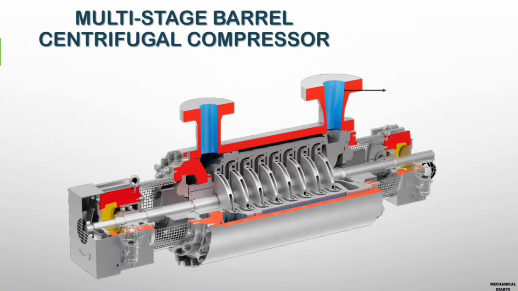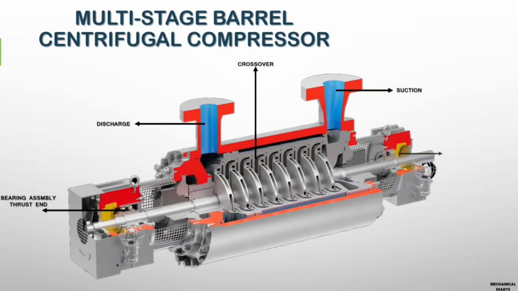Next, we'll see the internal parts of the most common compressor of the dynamic type. It's a multi-stage barrel type compressor. This kind of compressor is mostly used in hydrogen and other light gas process lines. A barrel type compressor is high-speed rotating equipment. This compressor's speed goes up to around 15,000 RPM.